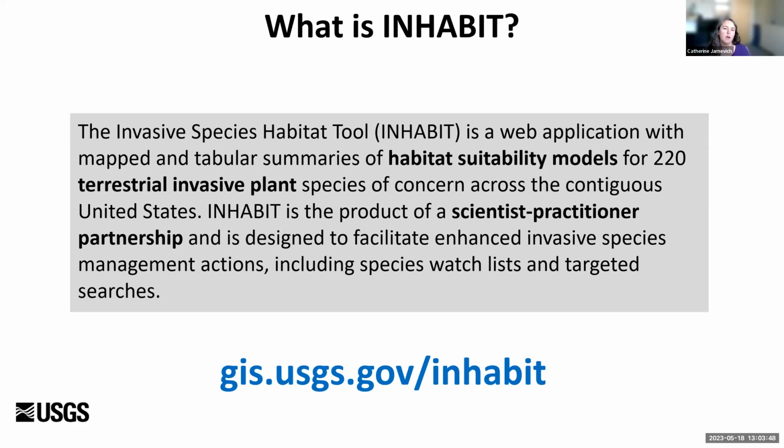INHABIT, first of all? The Invasive Species Habitat Tool is a web application that includes both maps and tabular summaries of those maps of habitat suitability models for 220 terrestrial plant species. And the species included are ones that were selected by managers. And the models are for the contiguous United States. And so this web tool is really the product of a science practitioner partnership to help guide management actions, including both watch lists and targeted species.